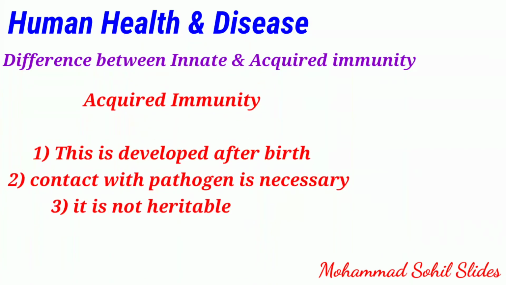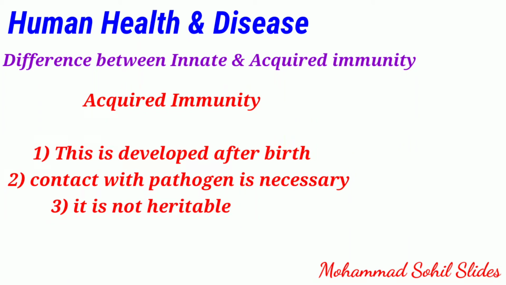Then acquired immunity. This is developed after birth. Contact with pathogen is necessary. It is not heritable. It is related with the attack of disease or vaccine. It consists of specialized cells like B lymphocytes and T lymphocytes.